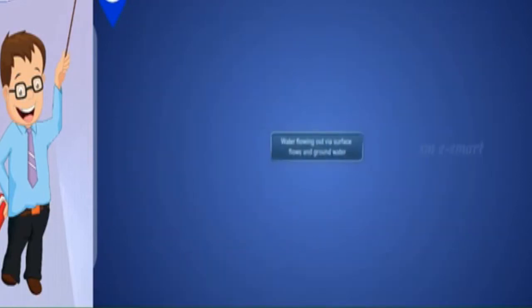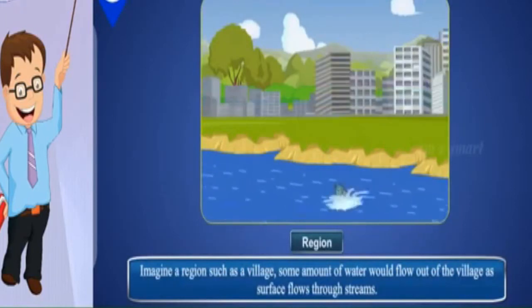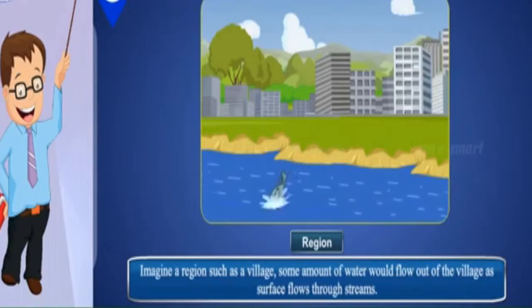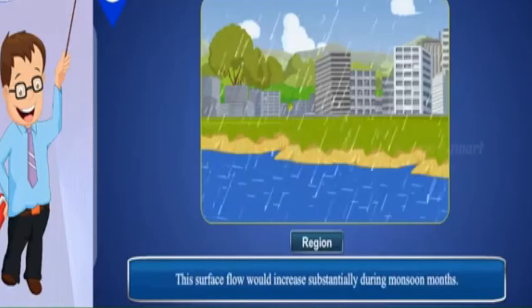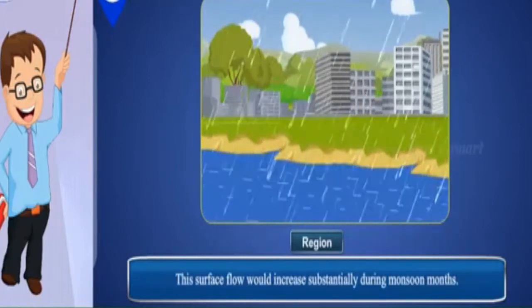Water flowing out via surface flows and groundwater. Imagine a region such as a village. Some amount of water would flow out of the village as surface flows through streams. This surface flow would increase substantially during monsoon months.